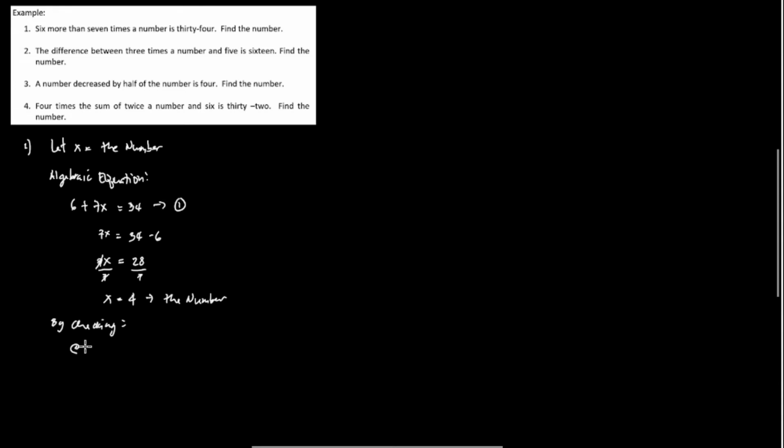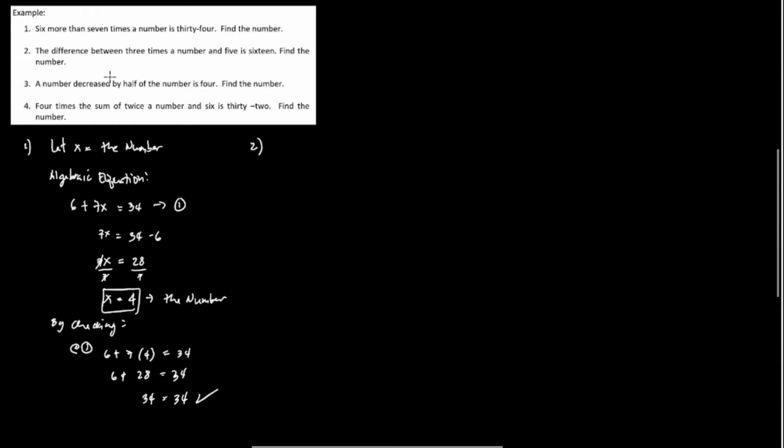So at equation 1, 6 plus 7 and x, which is equal to 4, is equal to 34. So 6 plus 7 times 4 is 28, and 6 plus 28 is 34, and it is equal to 34. Therefore, the value for the number, which is x, is equal to 4. And this is the answer.